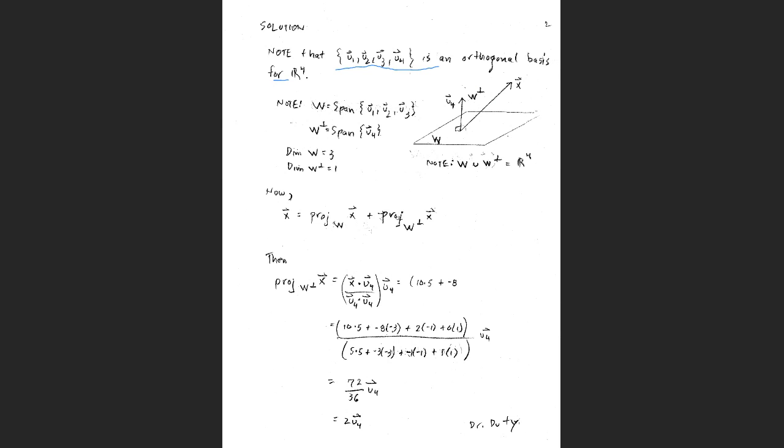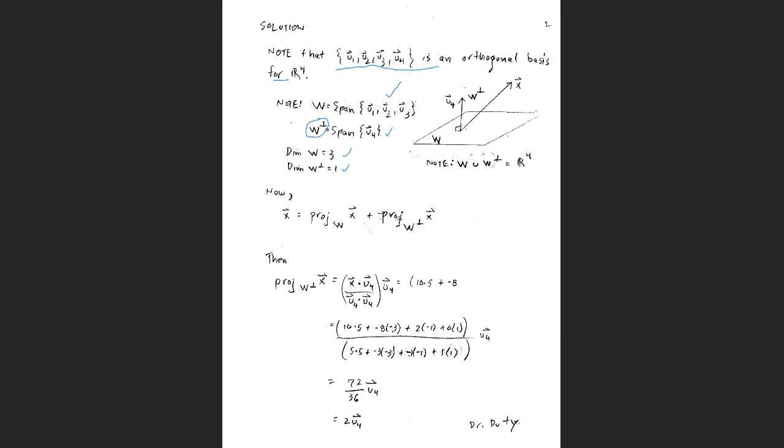W is the span of U1, U2, and U3, and W perp, that stands for W perpendicular, that's the space perpendicular to W, that's the span of U4. The dimension of W is 3, the dimension of W perp is 1. I'm just writing down some facts to help me feel comfortable, and hopefully you'll feel comfortable.